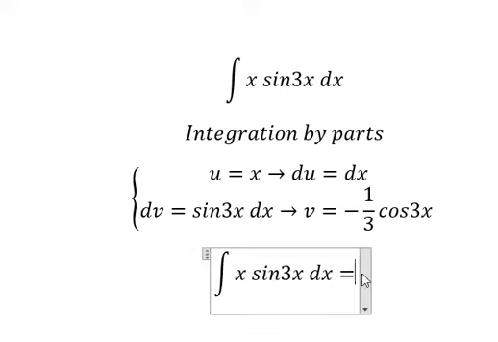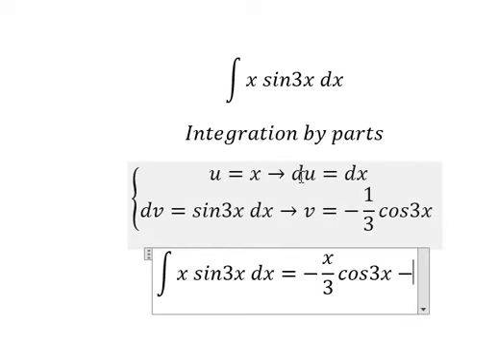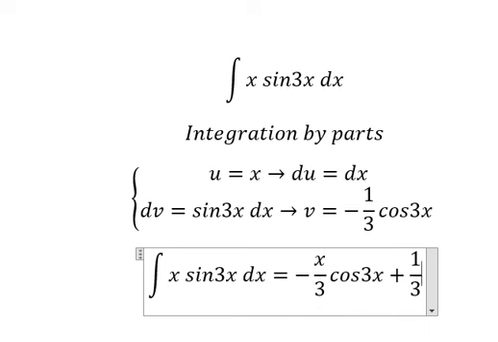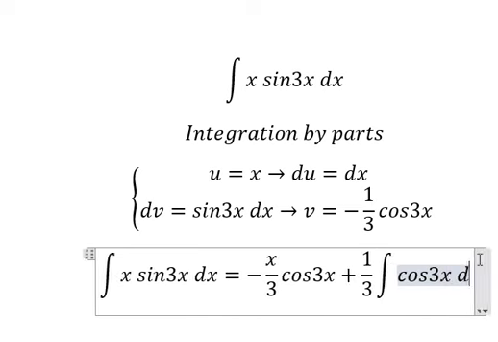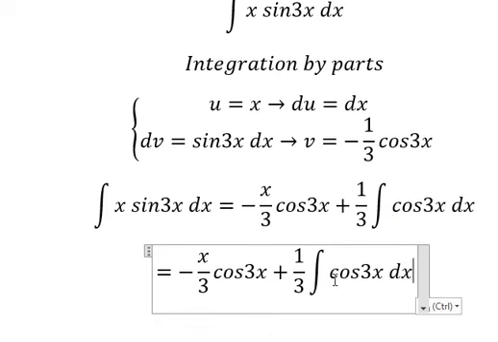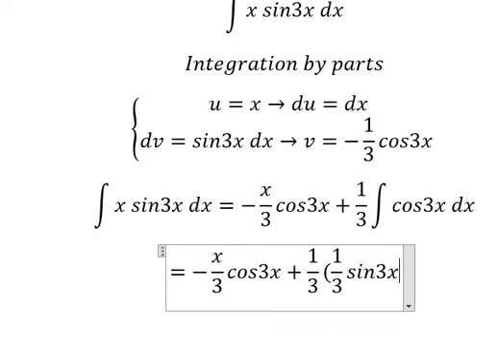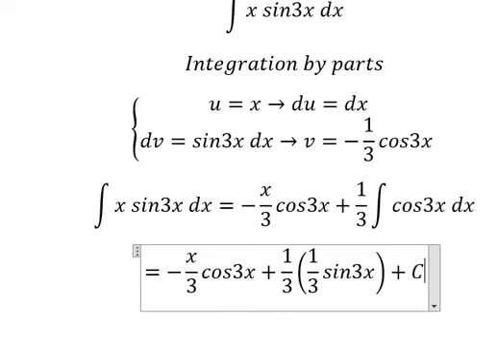So, we have u multiplied by v, minus the integral of v du. So, we have negative and negative. We simplify, and that becomes positive. And we have 1 over 3, the integration of cosine 3x ds. So, the integration of this one, we have 1 over 3 sine 3x, and I will put c.